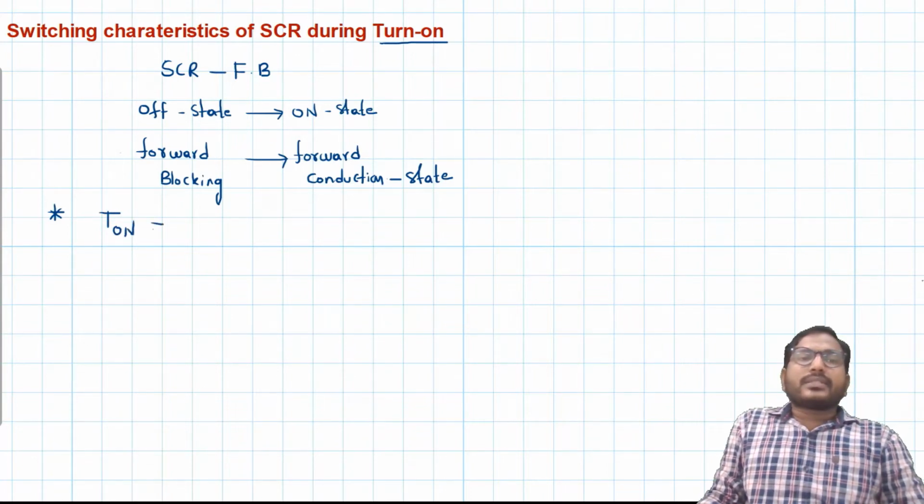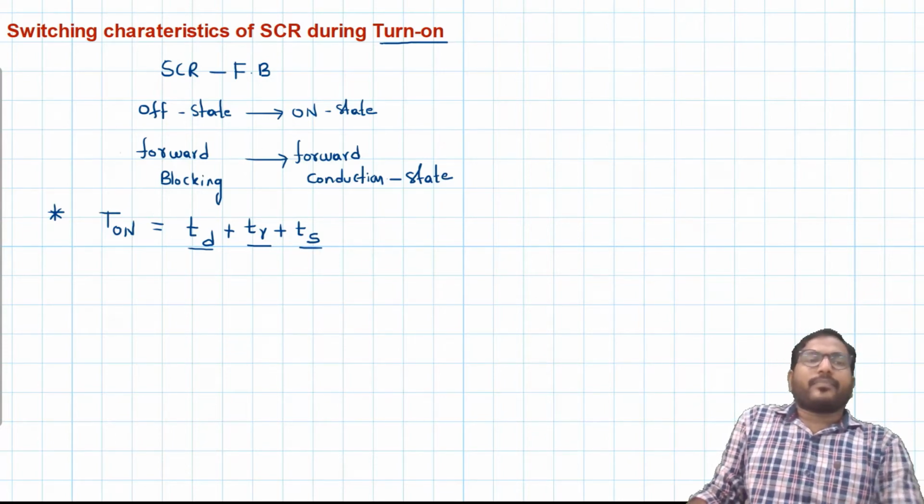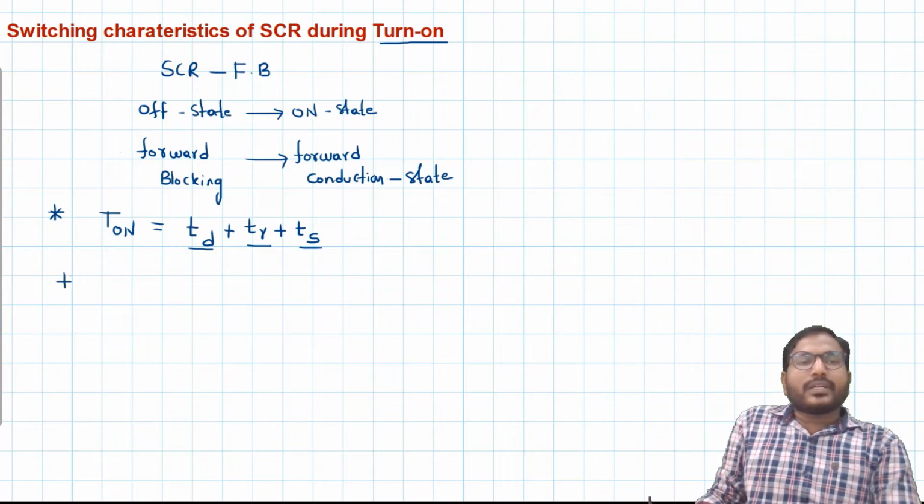This time is classified into three components: TD plus TR plus TS. TD is the delay time, TR is the rising time and TS is the spreading time. And coming to the next point, to turn on the SCR, anode current must be greater than the latching current.